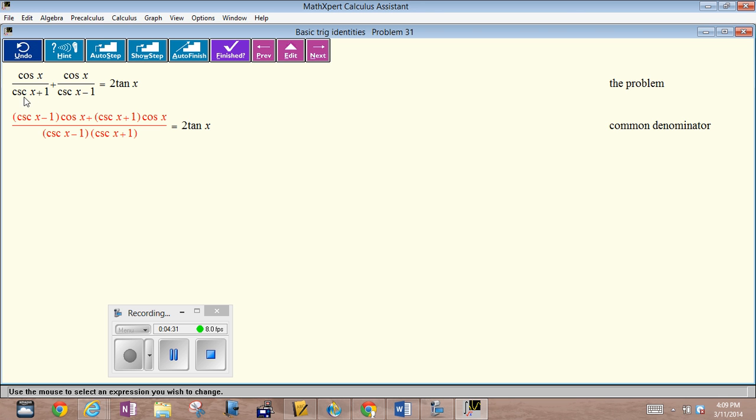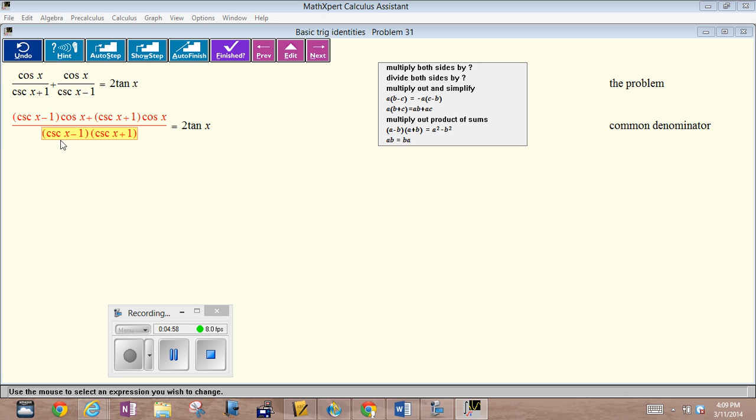Now, if I decide that the first fraction is going to be on the denominator, which is the product of these two, I need to adjust the numerator with the same term. That is the cosecant of x minus 1 times the existing cosine of x. And I did that over here. Now, it looks like it's a little messy, but let's see if we can clean it up, okay?